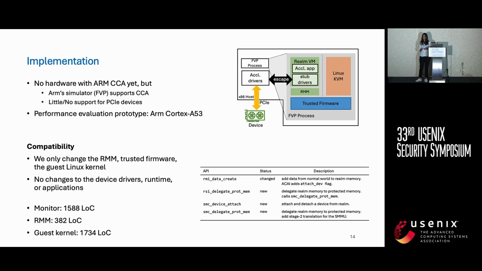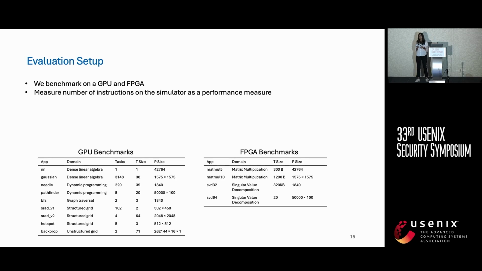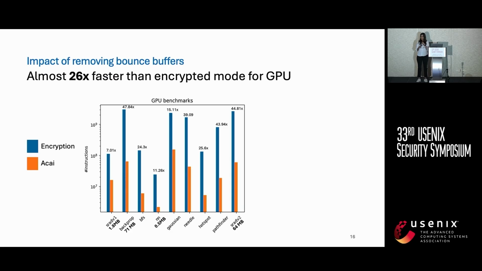We show that ACAI's changes are limited to the RMM trusted firmware and the guest Linux kernel, and we can run unmodified applications, drivers, and runtimes. We evaluate ACAI on a GPU and an FPGA, and we measure the number of instructions executed on the simulator as our performance metric. For the GPU, we execute a standard Rodinia benchmark suite, and for the FPGA, we use custom benchmarks. We compare ACAI against a baseline that uses bounce buffers with encryption, and here you can see the results of removing these encryptions from the workload.